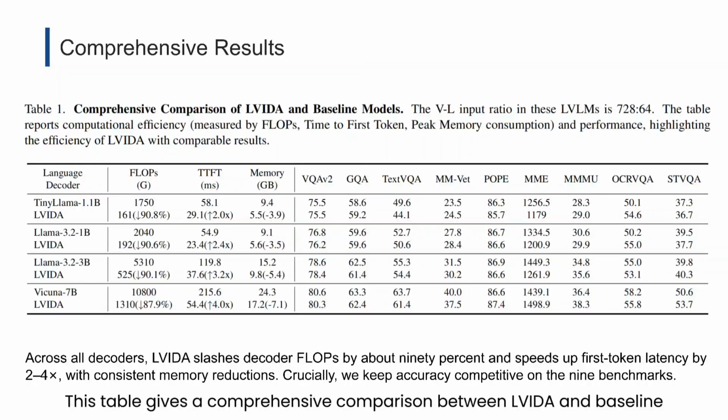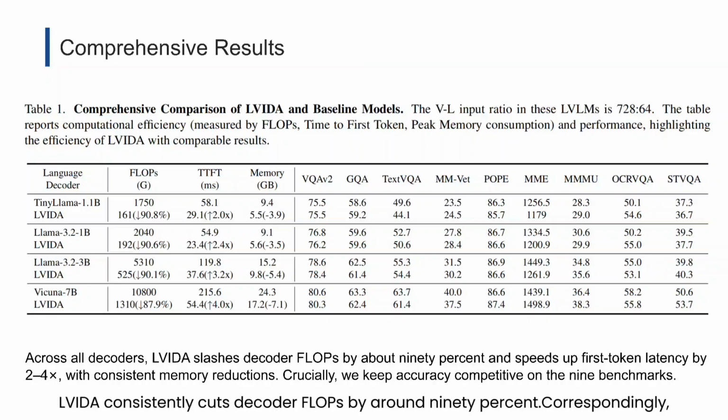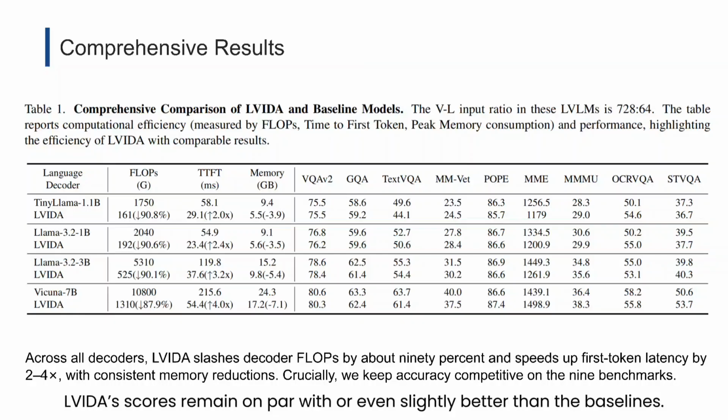This table gives a comprehensive comparison between LVIDA and baseline LVLMs across 4 decoder scales. Let's first look at efficiency. LVIDA consistently cuts decoder FLOPs by around 90%. Correspondingly, the time to first token is reduced by 2 to 4 times, and peak memory usage drops by 3 to 7 gigabytes, depending on the model size. What's more important is that this efficiency gain does not compromise accuracy. Across 9 benchmarks, LVIDA's scores remain on par with or even slightly better than the baselines.